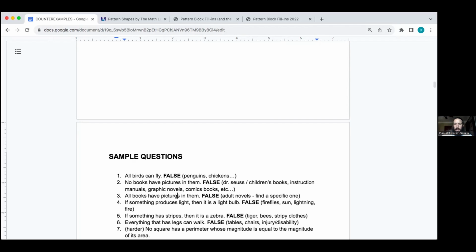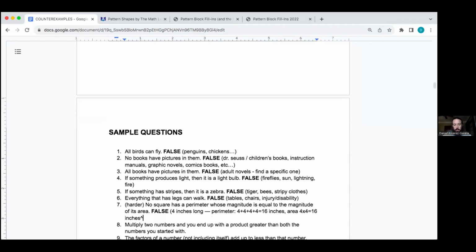Okay, and I think we have the counterexample has been posted in the chat. So if you have a square that is 4 inches long, then the perimeter is going to be 4 plus 4 plus 4 plus 4, which is 16 inches. And the area is going to be the 4 by 4, because it's the square of the side length for a square, and that's 6 inches squared.